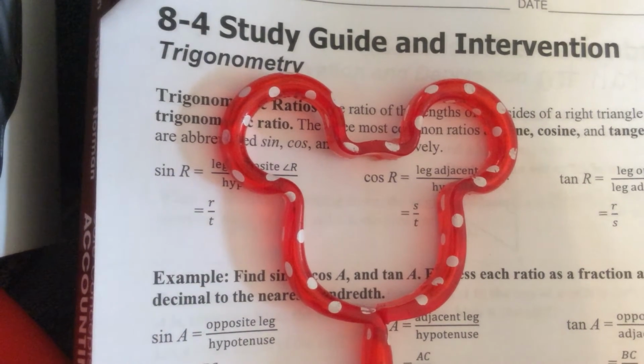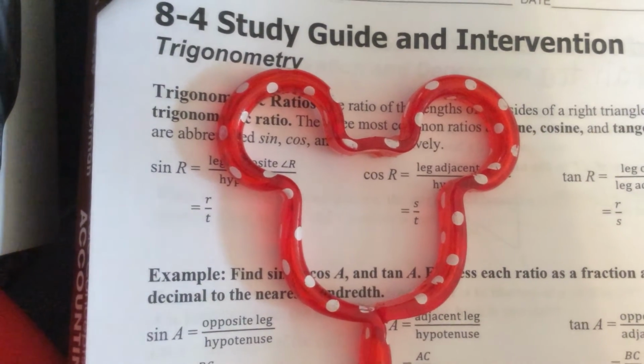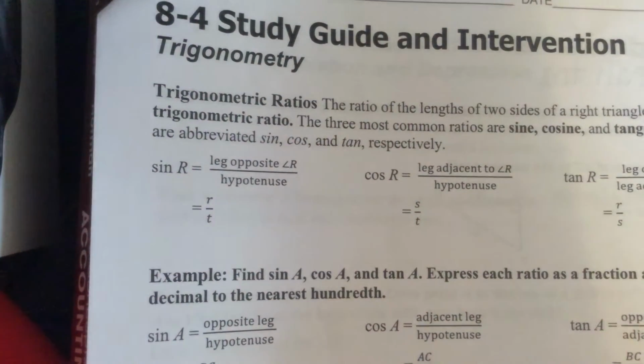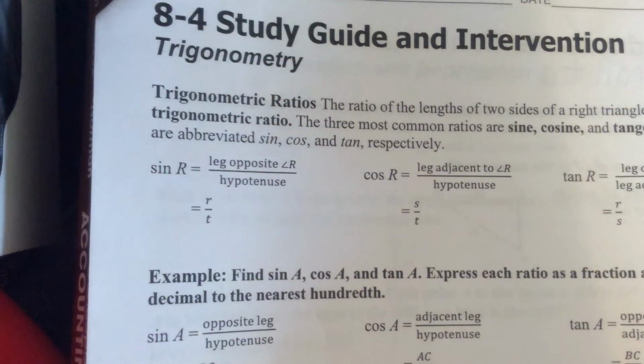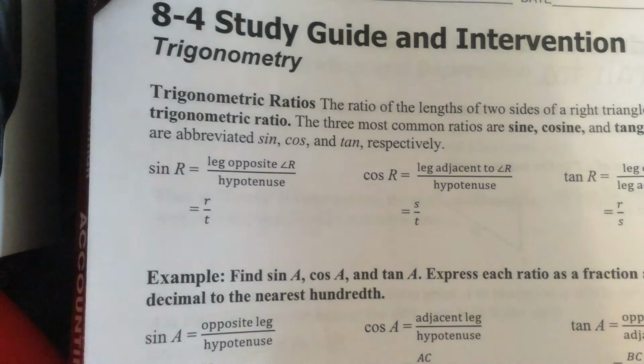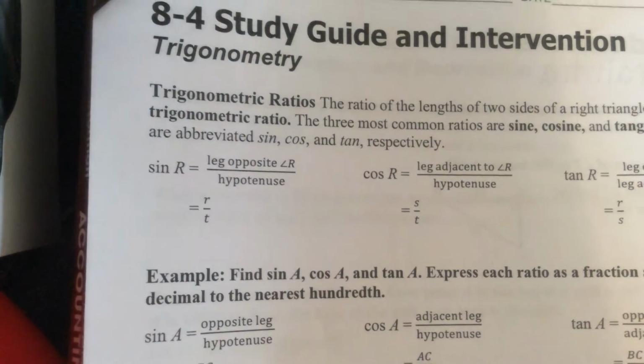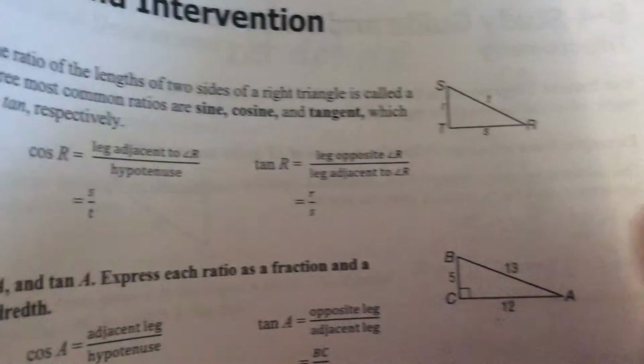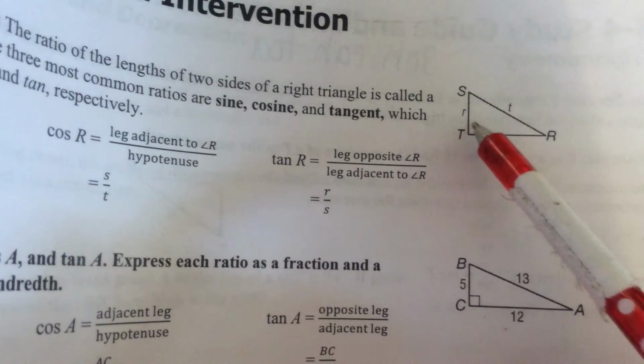Right, in section 8-4, we start learning about trigonometry and the ratio of the lengths of two sides of a right triangle. Specifically, we are going to learn about the sine, cosine, and tangent. Now, we want to make sure first that the triangles that we are looking at all have right angles, okay?